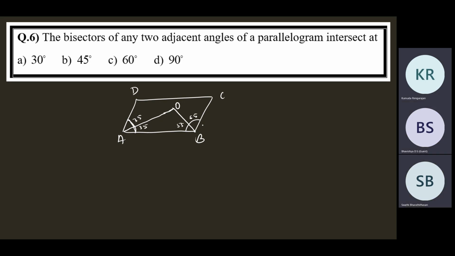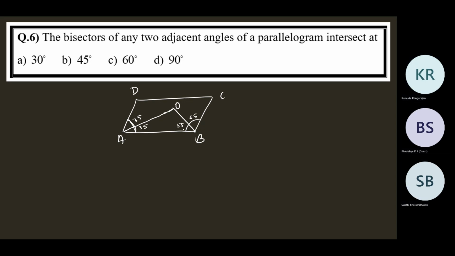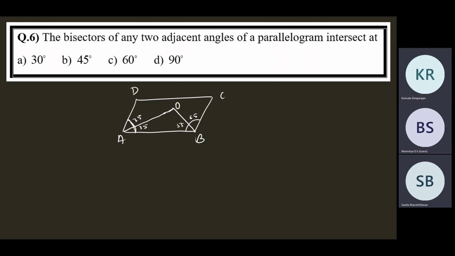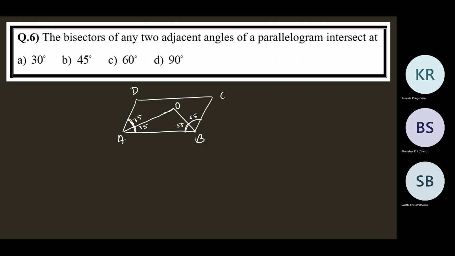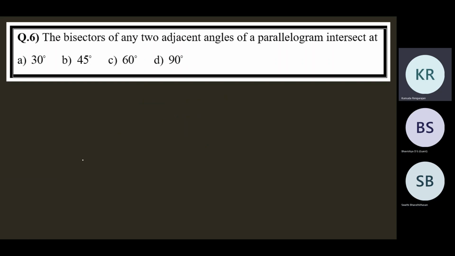If this is 110 degrees, it will be 55 here and 55 here, correct? See, the adjacent angles are supplementary, yes or no? Yes, ma'am. So if I take this angle as 70, this one has to be 110 only. Correct? Let me come again from the beginning.